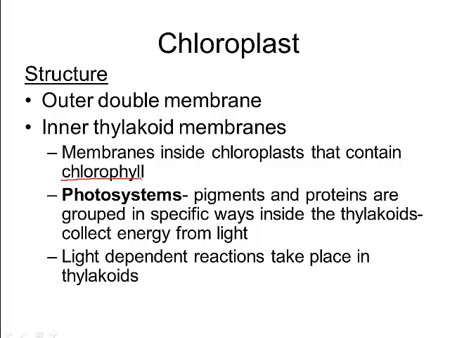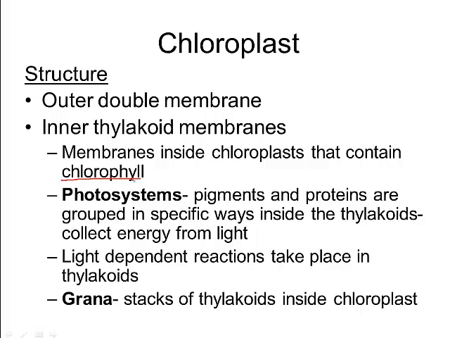Okay. It is in the thylakoid membranes where the light-dependent reactions take place. So when we get into the different reactions of photosynthesis, you'll see that there's light-dependent and light-independent. The light-dependent reactions are the ones that require light to occur, and they happen in the thylakoid membranes, which makes sense because the thylakoid membranes have the chlorophyll.